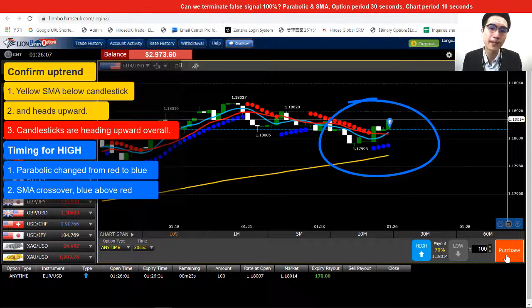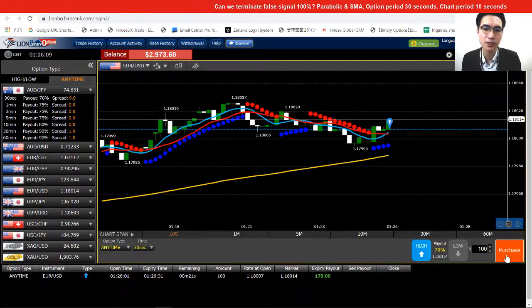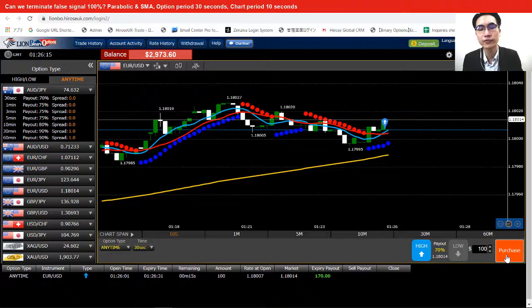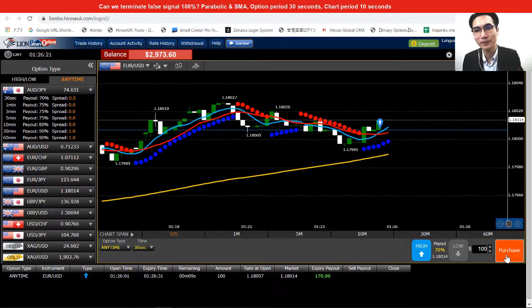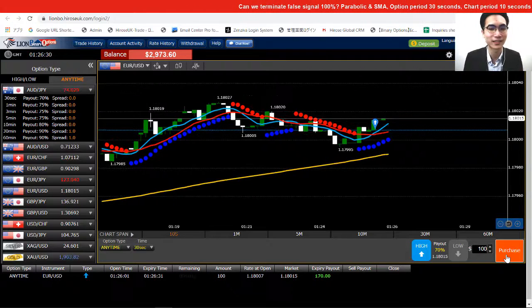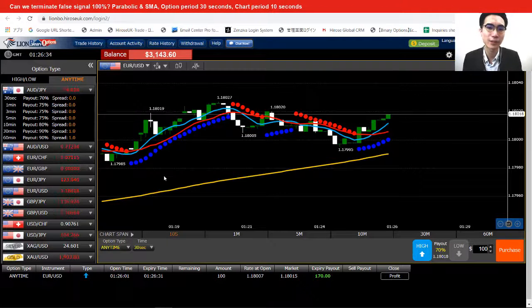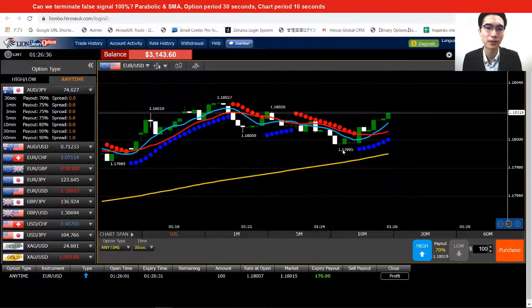Again, this strategy is good at filtering out false signals, but sometimes you just can't avoid getting tricked by a false signal like what I did just now. The problem is not the strategy. The strategy helps you filter out most of the false signals, but it cannot eliminate them 100%. So just get over it, make a few more trades and cover up your loss.